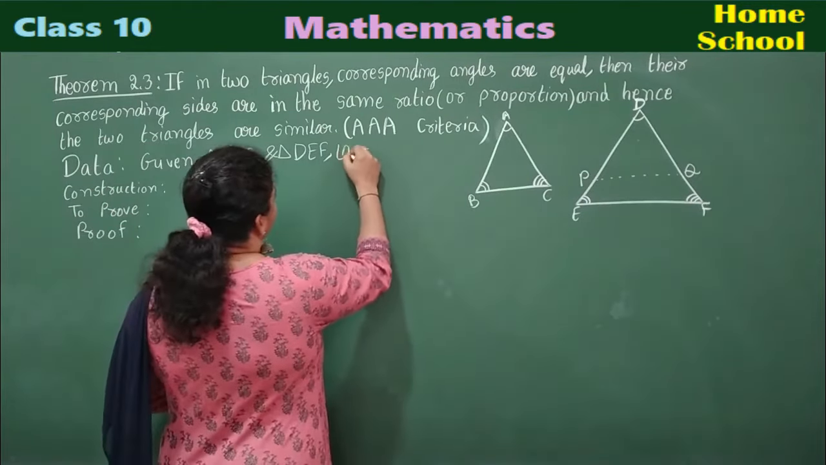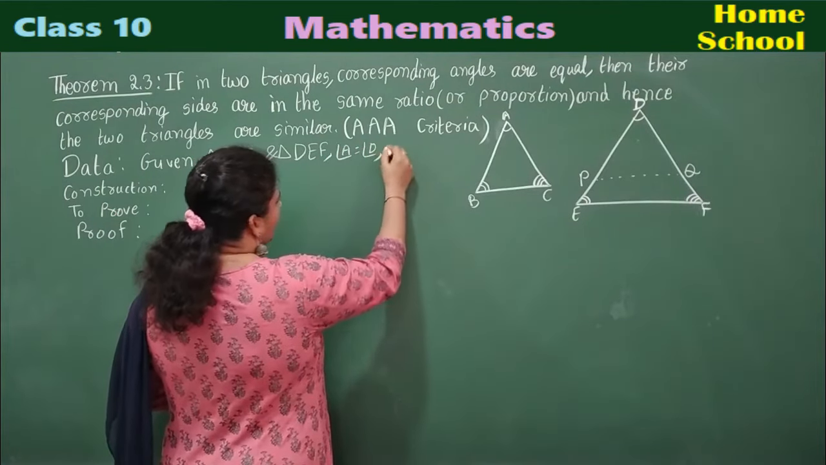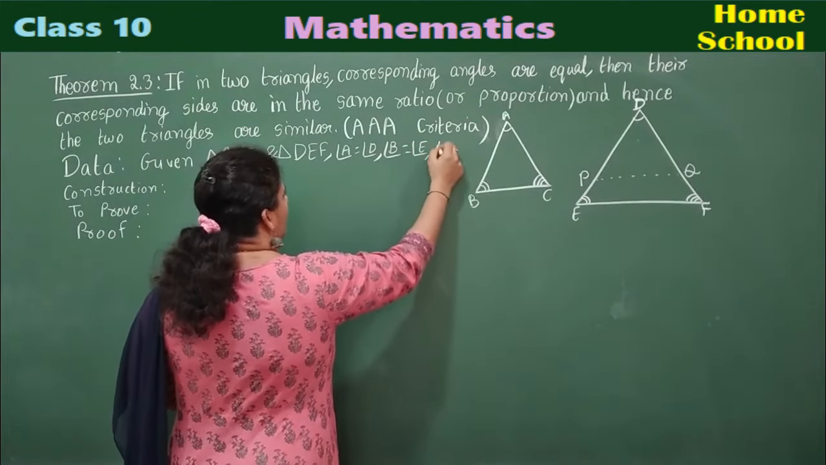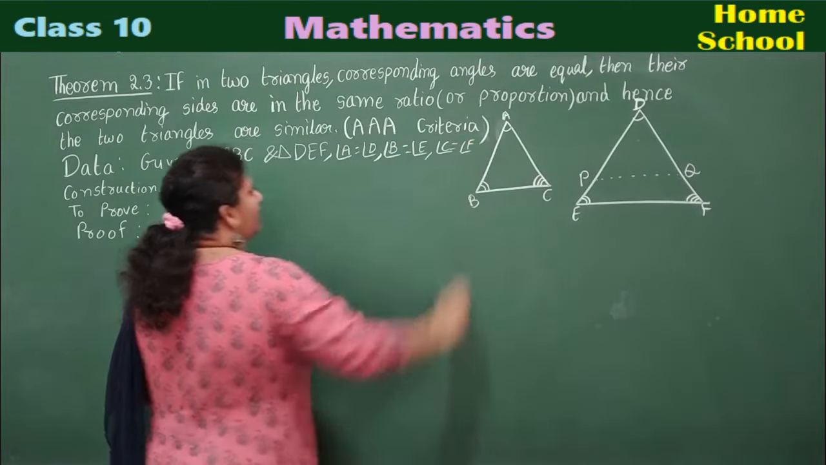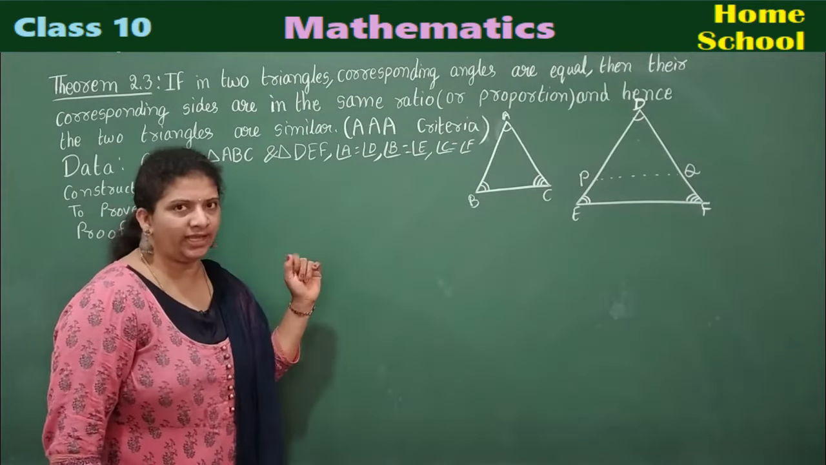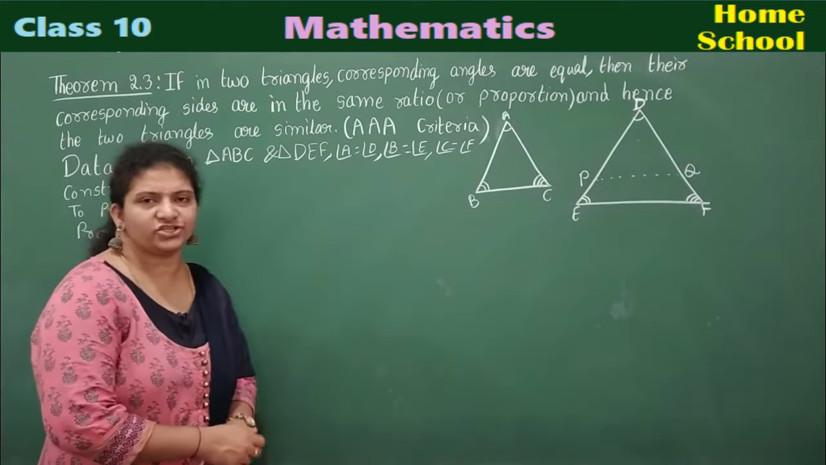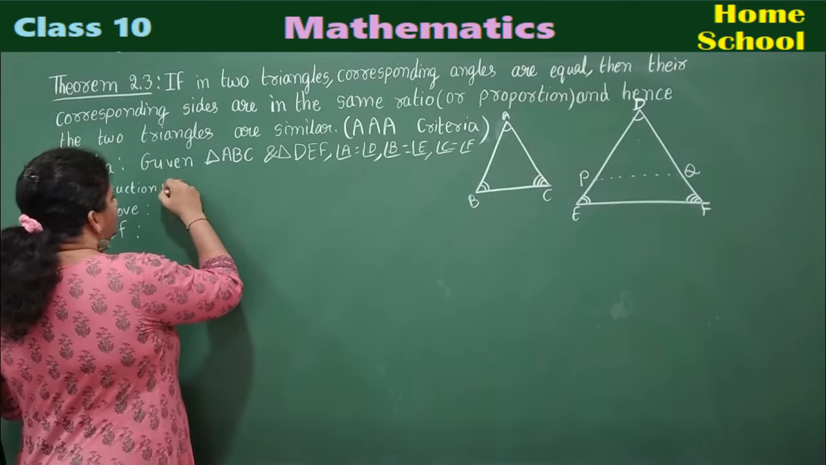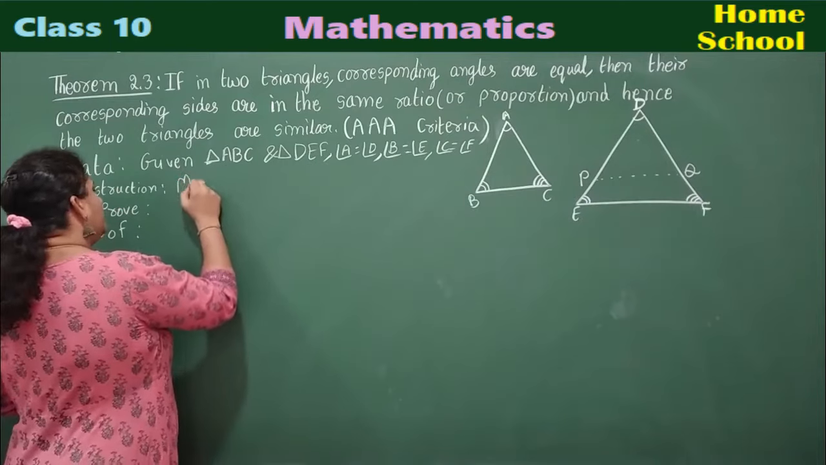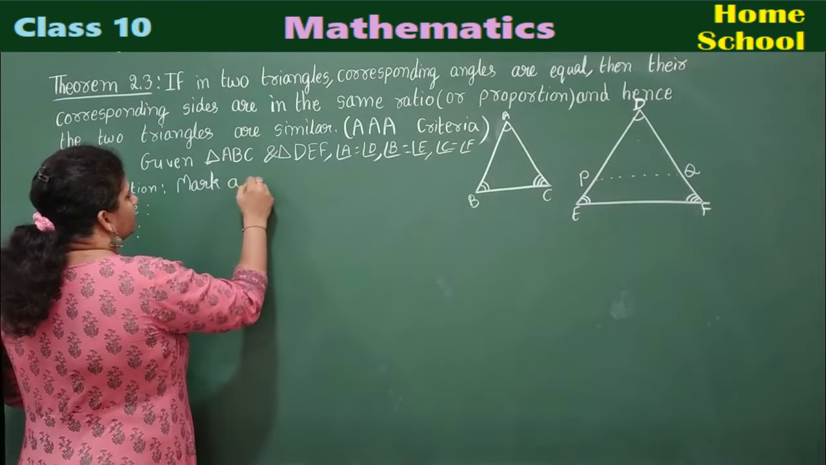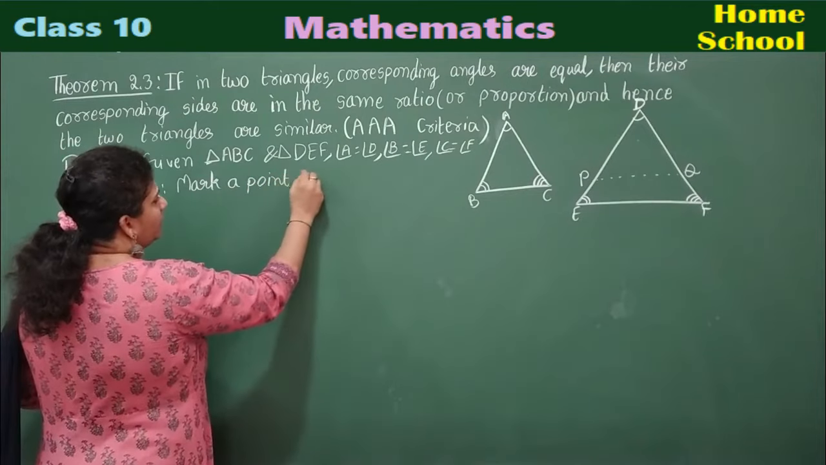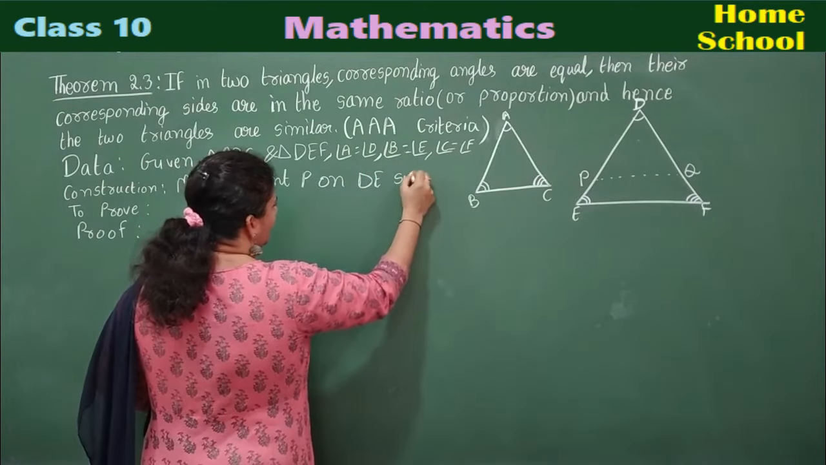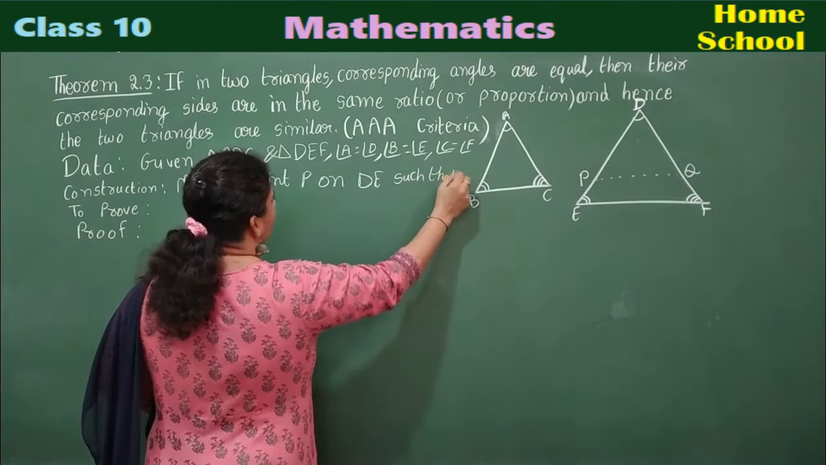That means angle A is equal to angle D, angle B is equal to angle E, and angle C is equal to angle F. This is the meaning of corresponding angles. Now coming to your construction. Did we do any construction? Yes, we have done. What is that construction here, children? Mark a point P on DE such that, how do you need to mark?